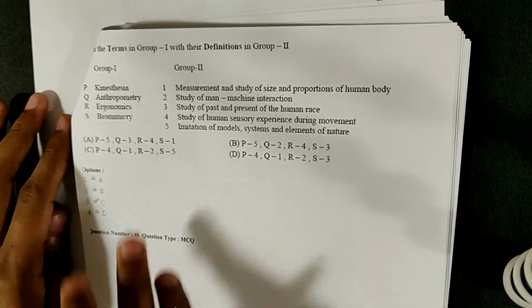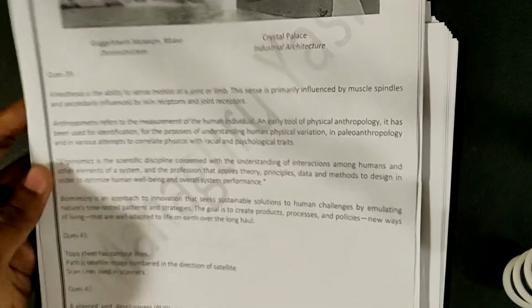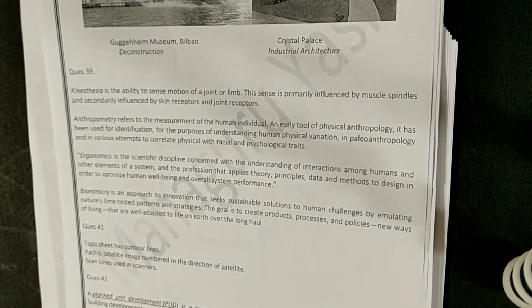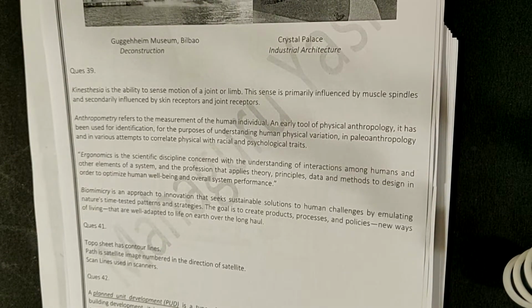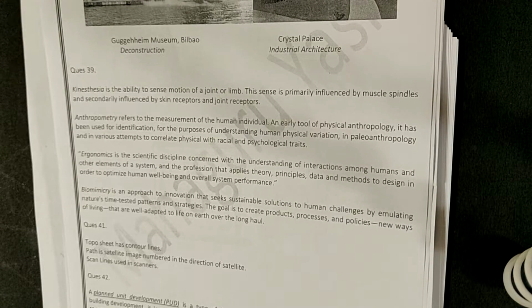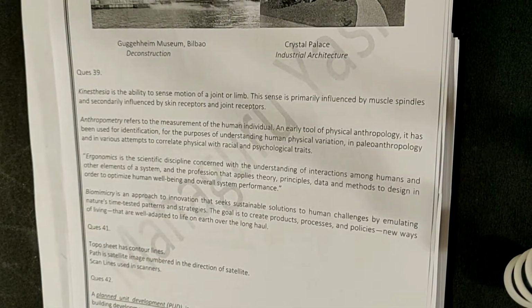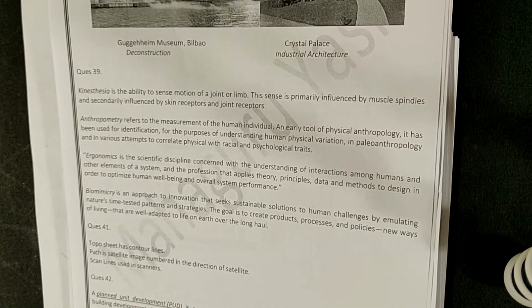The next question is, some terms have been given and you have to match these terms with their definitions. So I'll directly tell you those terms with their definitions. The term is kinesthesia. So kinesthesia is the ability to sense motion of a joint or a limb. This sense is primarily influenced by muscle spindles. The next is anthropometry, like very easy. So anthropometry basically refers to the measurement of a human individual.